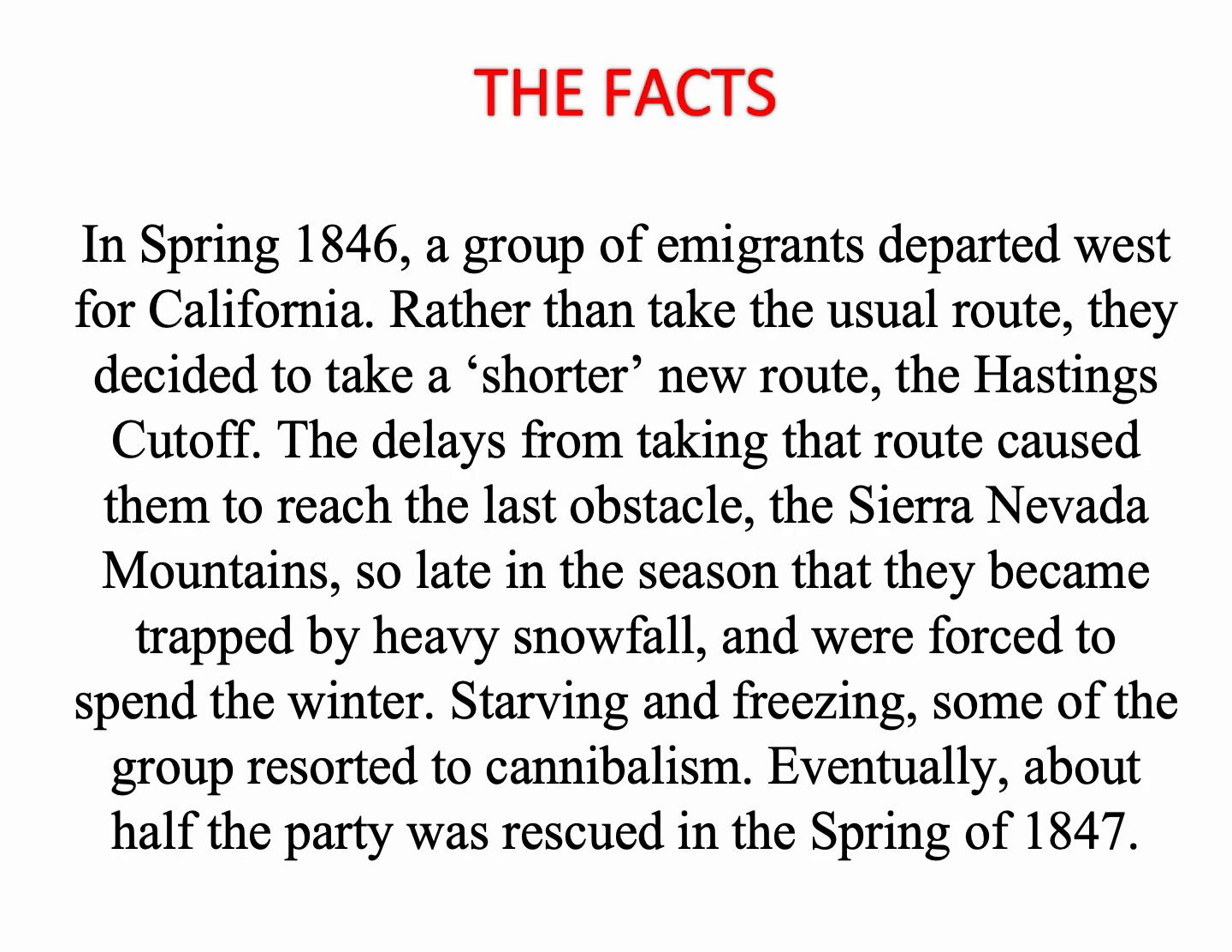The basic facts: spring 1846, a bunch of immigrants departed west for California. This was very early, one of the first wagon trains going west. They decided to take a cutoff, a shorter route, the Hastings cutoff. That delay from taking that route delayed them getting through the Sierra Nevadas. They got stuck by snow, and disaster ensued.